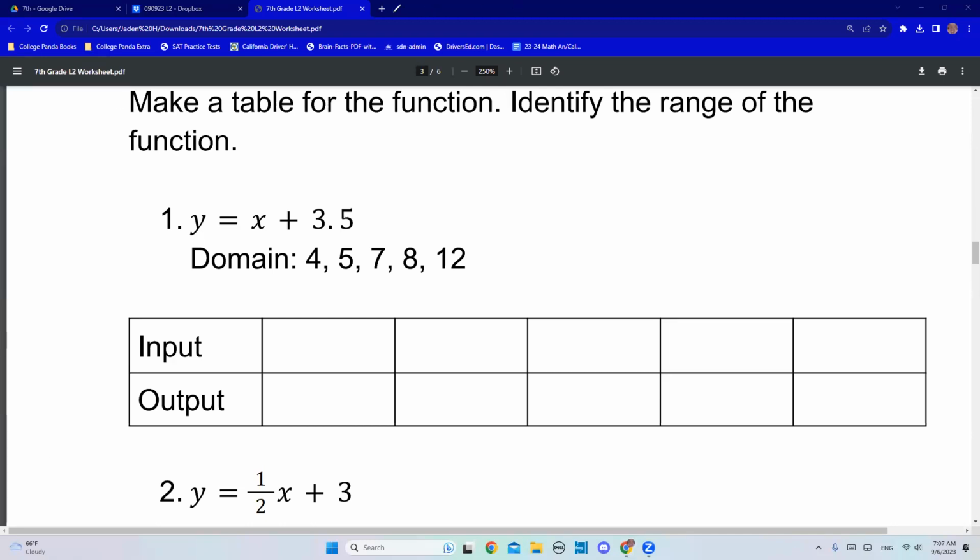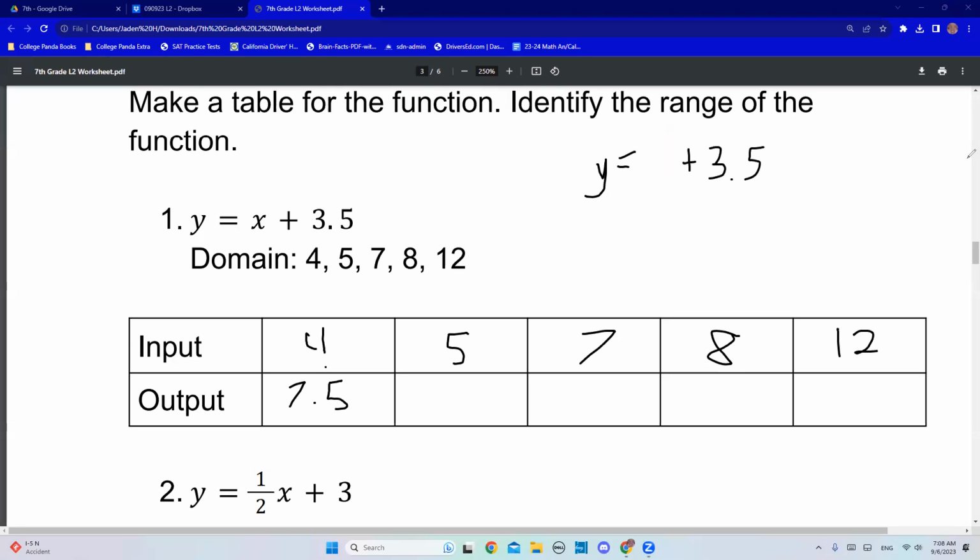Okay, let's make a table for the function now. So identify the range of the function. We have x plus 3.5 here, so we just have to plug in. The domain will be 4, 5, 7, 8, and 12. And we just have to plug in what corresponds to that point. So y equals x plus 3.5. If we have x here, we can just plug in x to find the y. So y equals 4 plus 3.5, and that would equal 7.5.